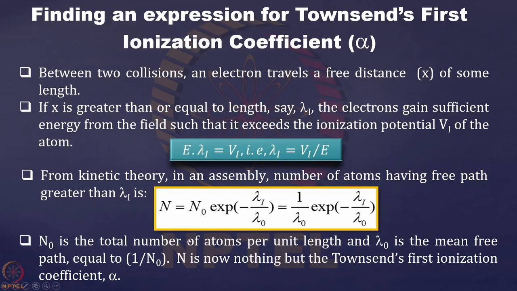And that is nothing but the Townsend's first ionization coefficient. So we just replace n by alpha when we are putting x as lambda i, and then this alpha is equal to 1 by lambda 0 exponential of minus lambda i by lambda 0. And what is lambda i? This is Vi by E. Okay. So Vi is the ionization potential, which has a fixed value for different atoms.